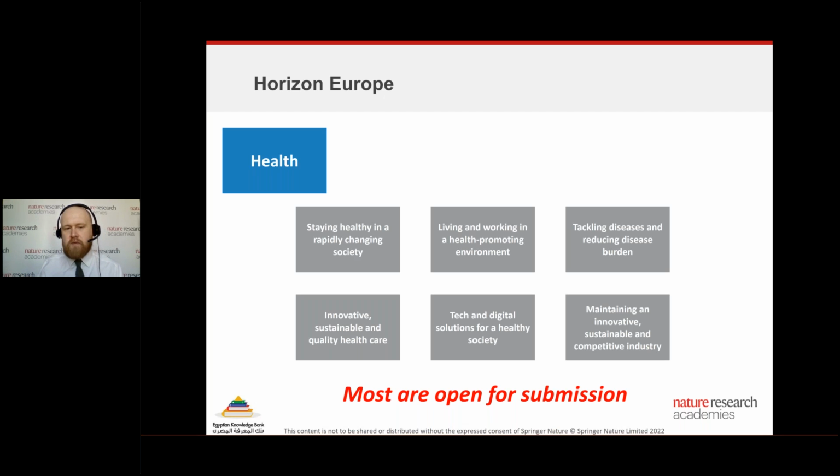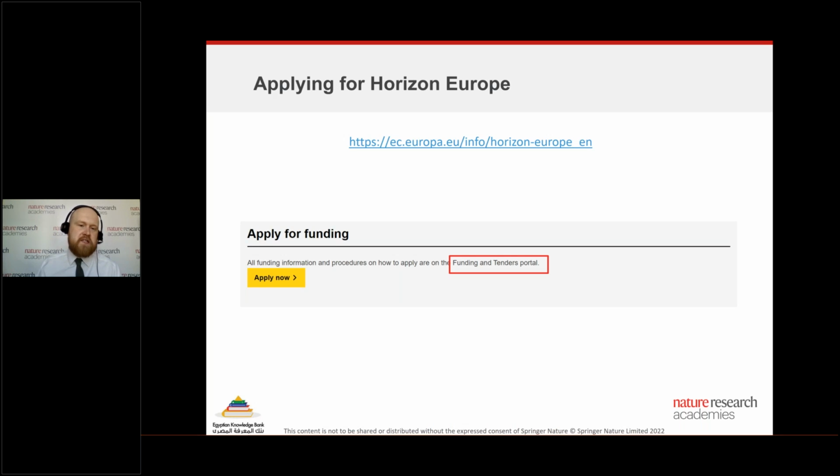The fifth one is technology and digital solutions for a healthy society. This really is likely to have a focus on big data and artificial intelligence to provide improvements to treatments. And finally, maintaining an innovative, sustainable, and competitive industry. This may focus perhaps on funding new technologies to bring them to patients. Okay, great. So now we've looked at some of those key opportunities for you.